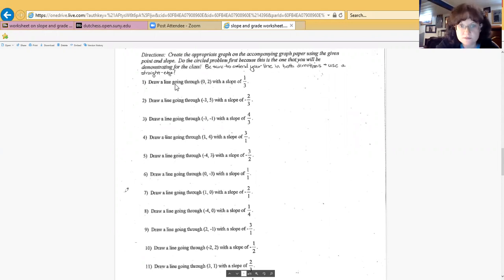So let's do number 1 and number 2 together, and then I'm going to leave the rest for you to do. Okay? So number 1 says, draw a line going through 0, 2. So it's giving us a starting point. I'm going to have to plot that point first. And then it's giving me a slope, which are directions. This is my rise, and this is my run. Okay? So I have to go through 0, 2. That's giving me a starting point with a slope of up 1 and to the right 3. Okay? So 0, 2, and then up 1 and to the right 3.